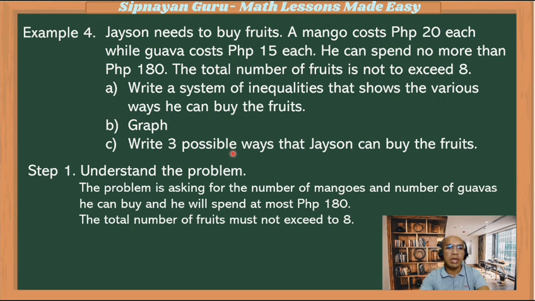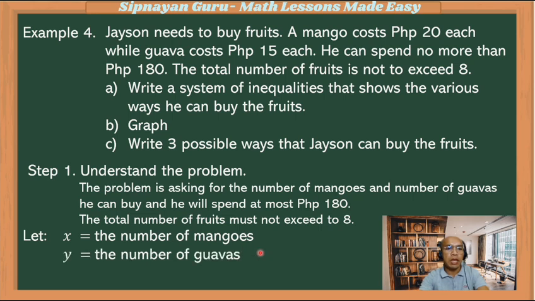So in this case, the problem is asking for the number of mangoes and the number of guavas he can buy, and he will spend at most 180 pesos. And the total number of fruits that he can buy will not exceed 8 pieces. So let x be the number of mangoes and let y be the number of guavas.